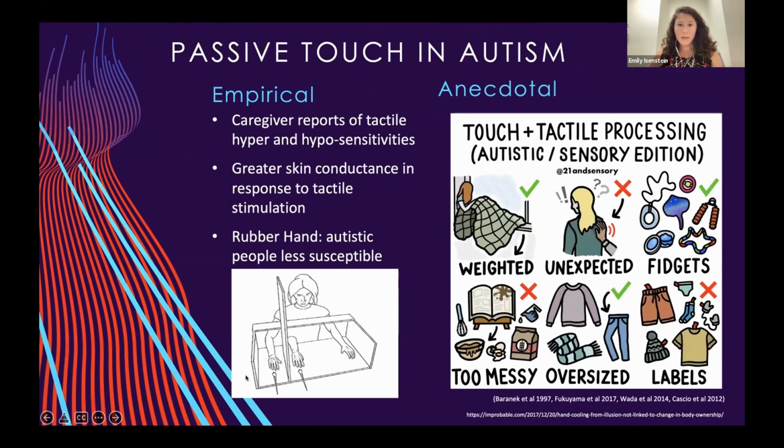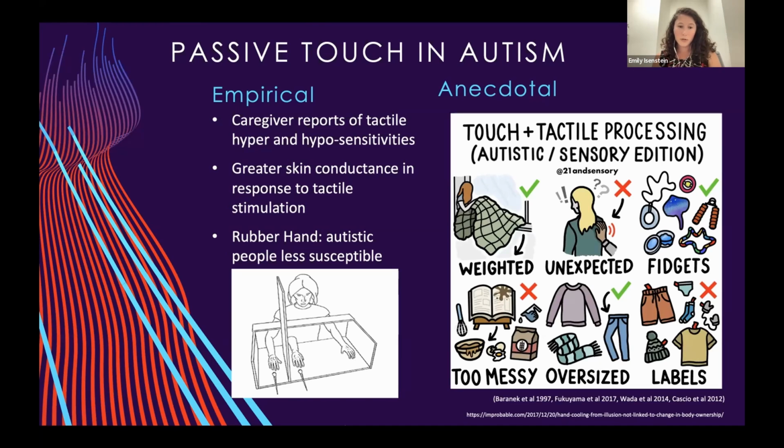So what do we know about passive touch in autism? Empirically, from research, there have been plenty of caregiver reports of tactile hyper and hyposensitivities. There's beginning to be a little bit more self-report as well more recently, which is great. There's also been some research showing that autistic people have greater skin conductance in response to tactile stimulation.